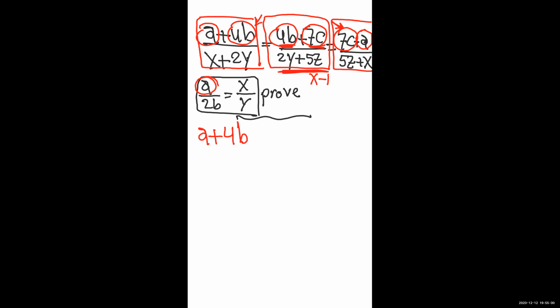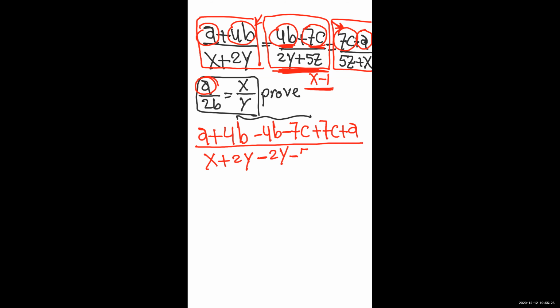Then the second ratio, I told you, you will multiply it by -1. So it becomes -4b minus 7c. Then plus 7c, the last one, plus a, over x plus 2y, without any change, x plus 2y. Then the middle term, we will multiply it by negative. So negative 2y minus 5z plus the last one, 5z plus x.